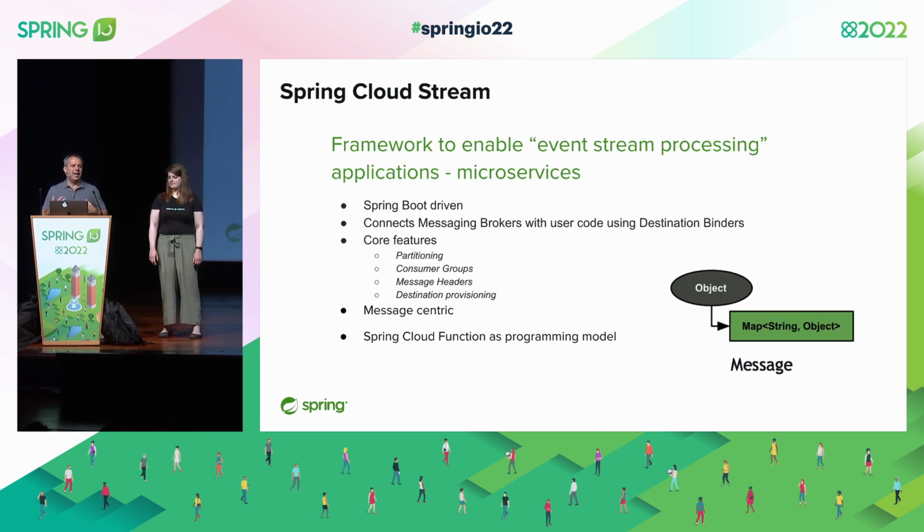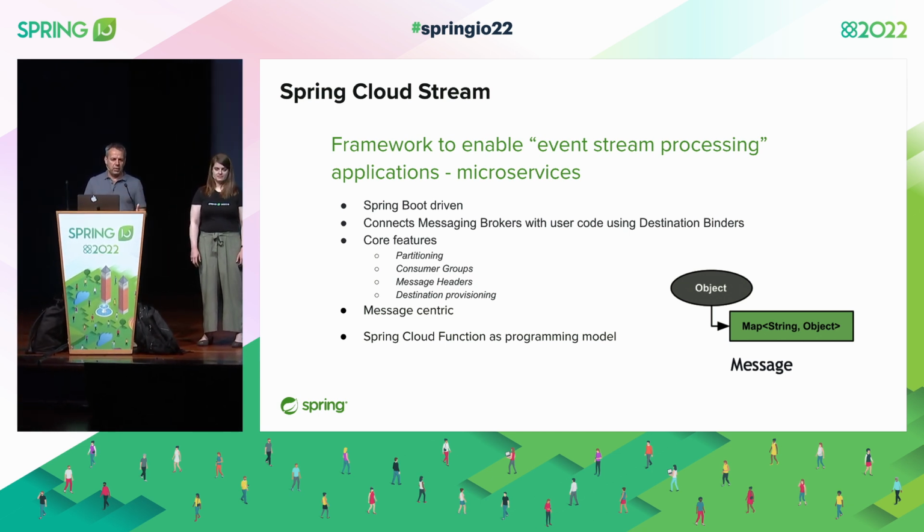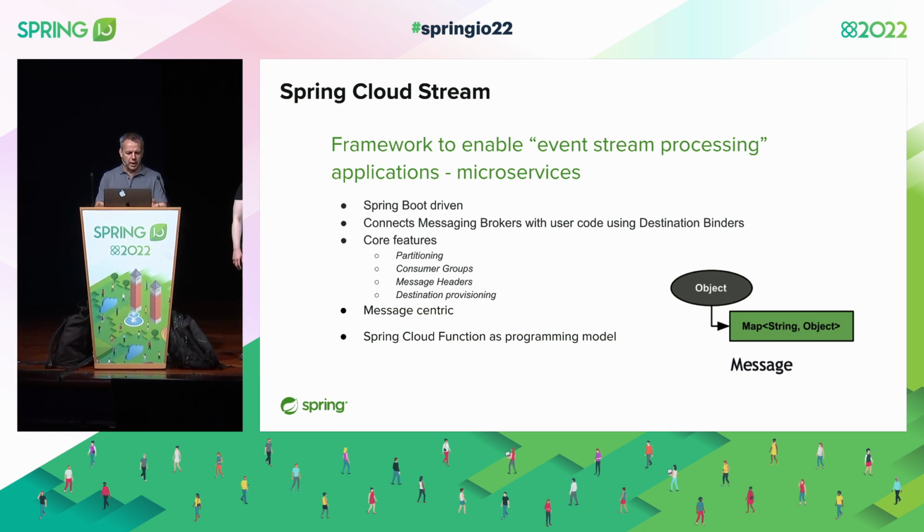In order to enable event stream processing, we have a framework called Spring Cloud Stream, which technically is just another adapter for Spring Cloud Function, because the main programming model is Spring Cloud Function. So you want to write a message handler, what do you do? Just write a function, once again, right? And we provide a framework that does this for you.